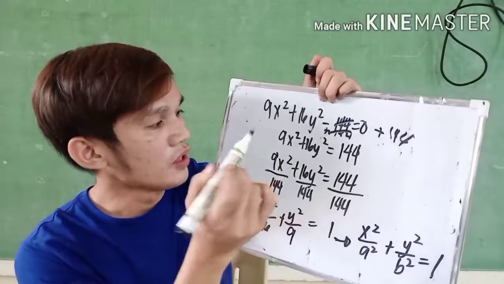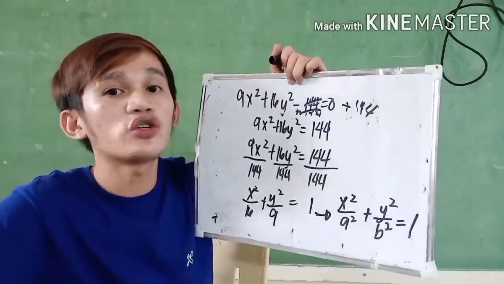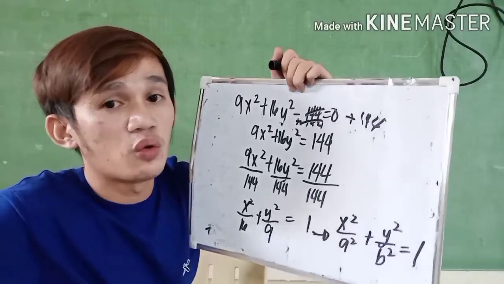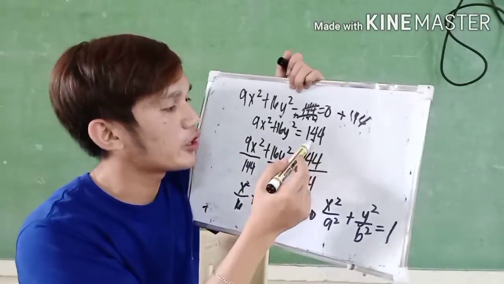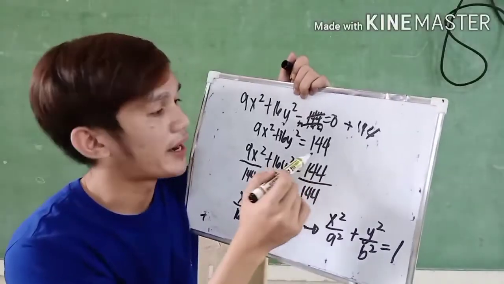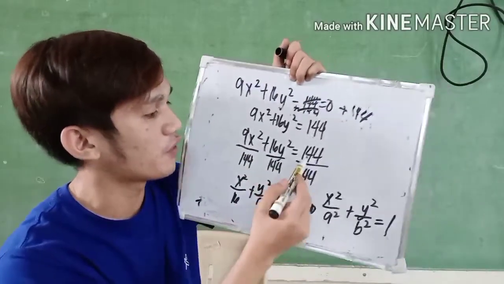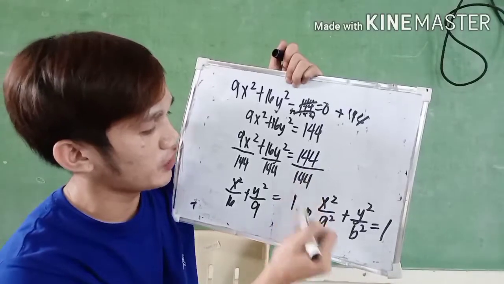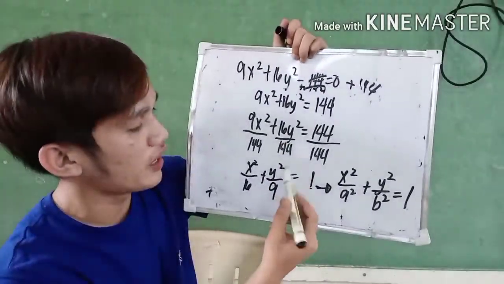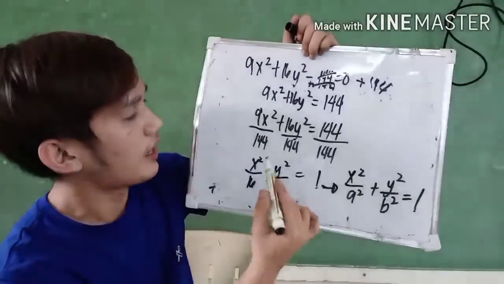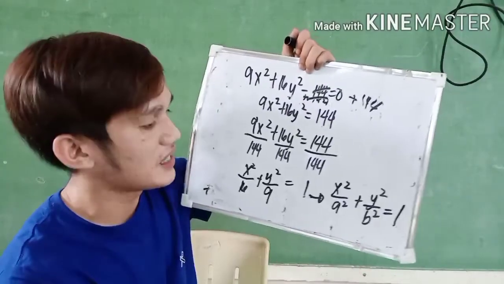Now, para po mag-equal siya sa 1, di ba? Our standard equation is always equated to 1. So, para mag-equal siya sa 1, we are going to divide all terms by 144. So, dividing all terms by 144, this will be 144 divided by 144 is 1. So, 16y squared divided by 144 is y squared over 9. And 9x squared divided by 144 is x squared over 16.